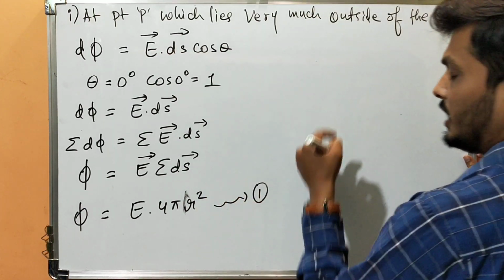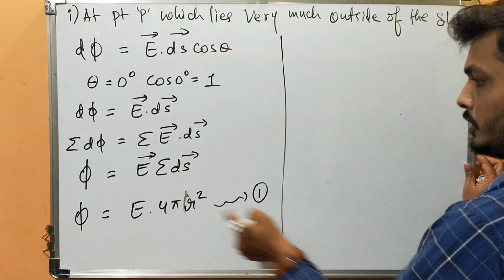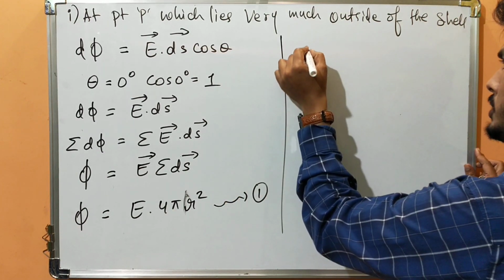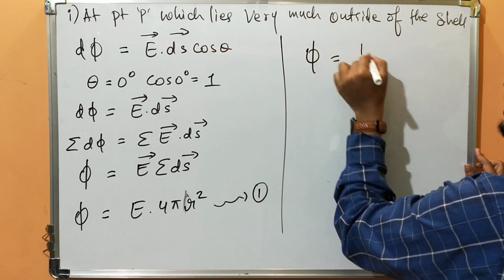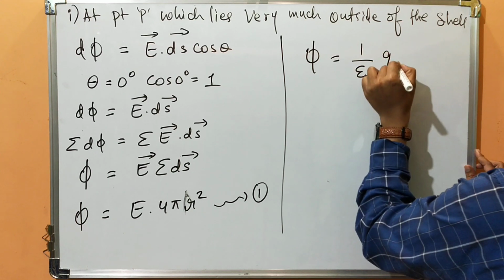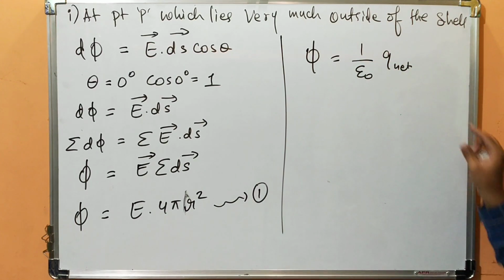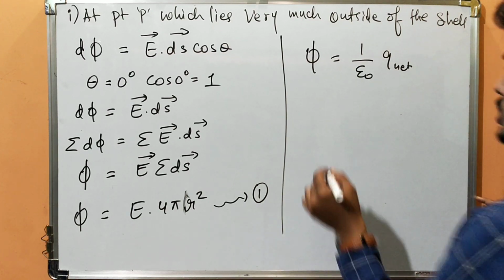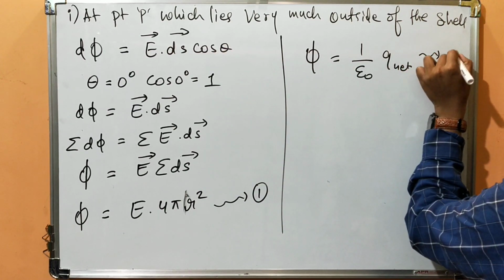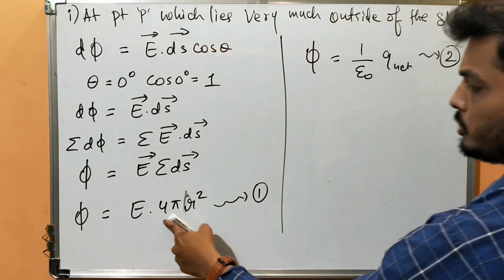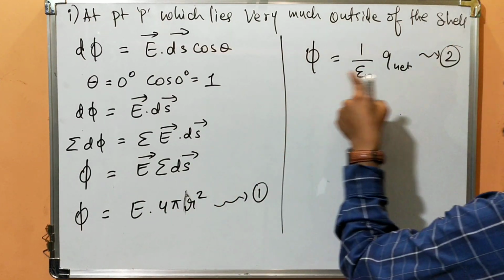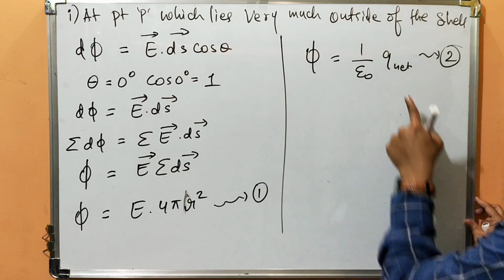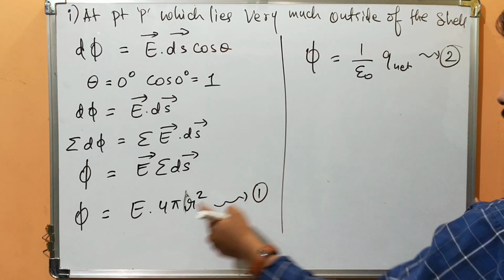Now again come back to our Gauss law definition. So this is my first step. What does Gauss law tell you? Total electric flux is equal to 1 upon epsilon naught times the net charge. So look, compare equation 1 and equation 2. Phi is equal to E times 4 pi r square and phi is equal to 1 upon epsilon naught times the net charge.